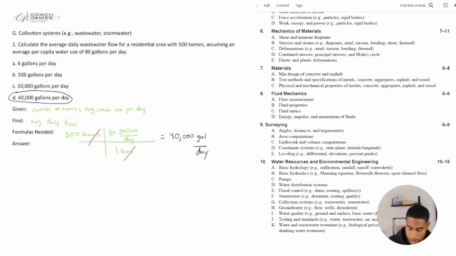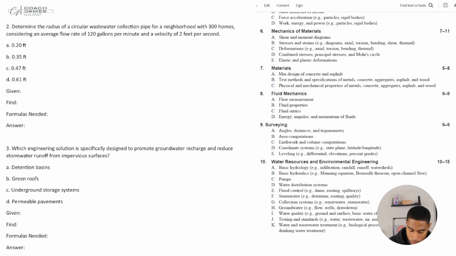Alrighty, let's look at number 2. This one says determine the radius of a circular wastewater collection pipe for a neighborhood with 300 homes. Consider an average flow rate of 120 gallons per minute and a velocity of 2 feet per second. Okay.